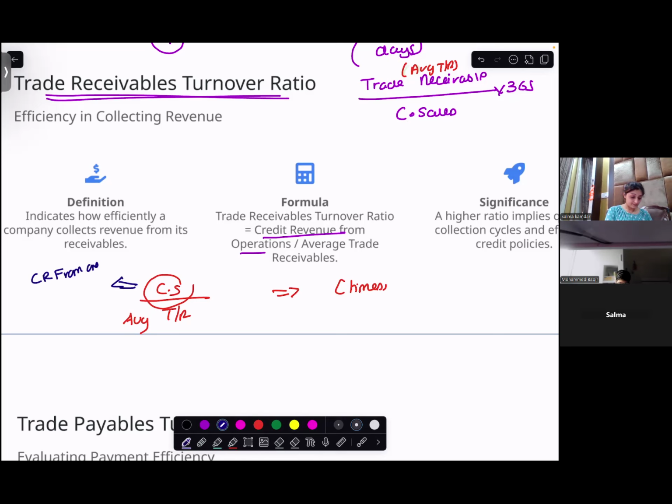Credit revenue from operations. What is your credit sale? This is nothing but your credit revenue from operations. Are you with me? Yes. So your trade receivable turnover ratio is your credit revenue from operations divided by average trade receivables.